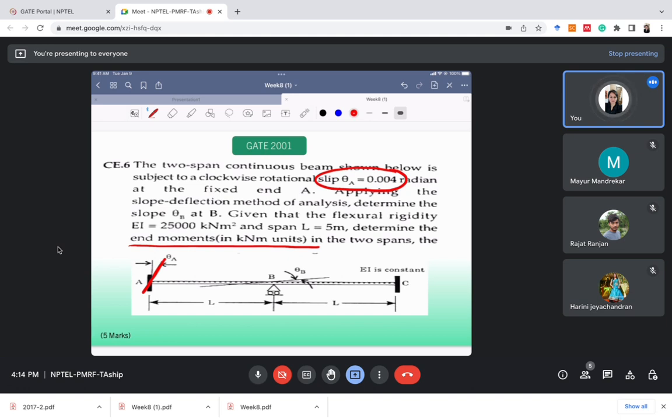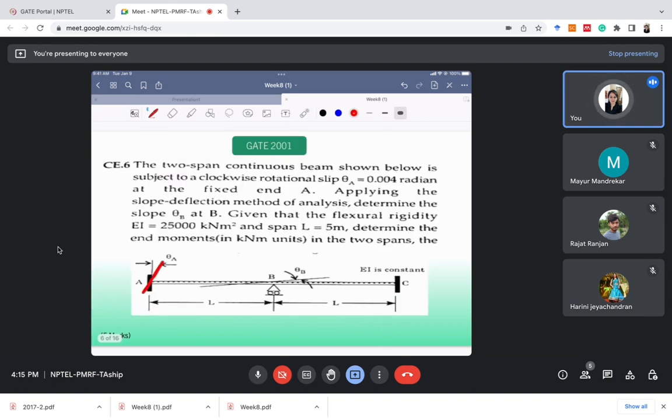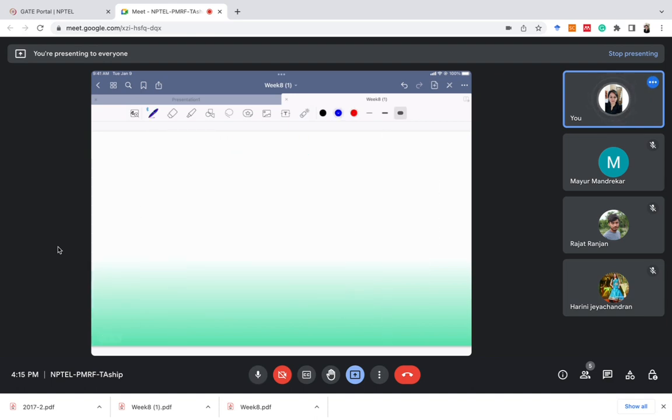In any question in GATE, if you are asked to determine the slope, you should know that you have to use the slope deflection method. If you are asked to find the slope in a beam, then it's better to use the slope deflection equation. The question will become very easy. Let's see how. We know the slope deflection equation. Let's make this beam again.